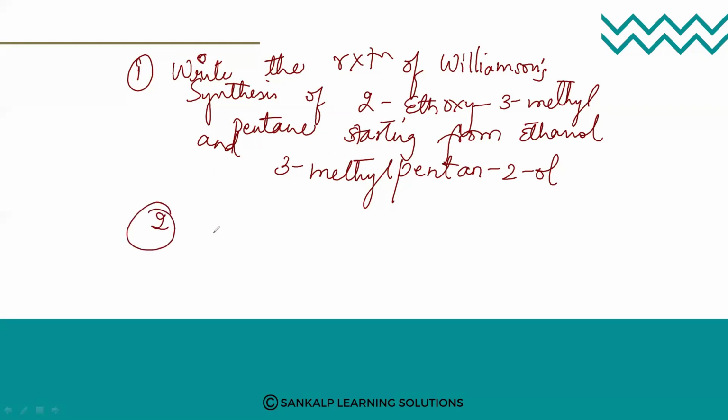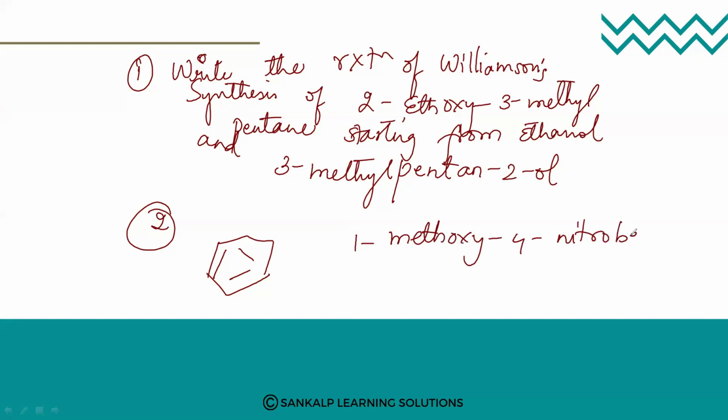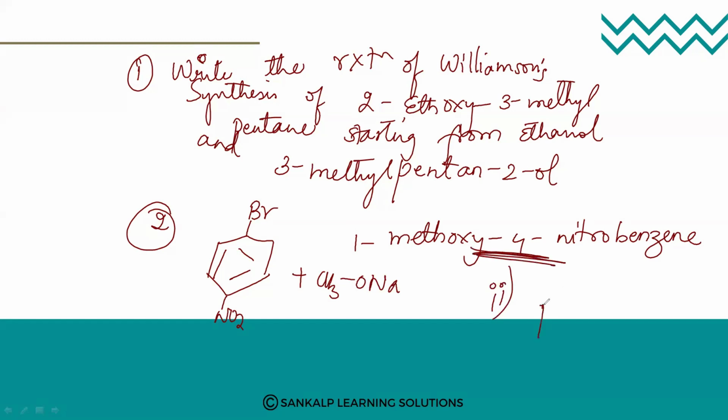Take the second question. I'll just dictate, please write it down. Which of the following is an appropriate set of reactants for the preparation of 1-methoxy-4-nitrobenzene, and why? So this is your compound, plus CH3ONa. Which can form this particular compound, 1-methoxy-4-nitrobenzene, and what is the reason? Is it clear? So these are the two questions. I want the answers from you tomorrow.